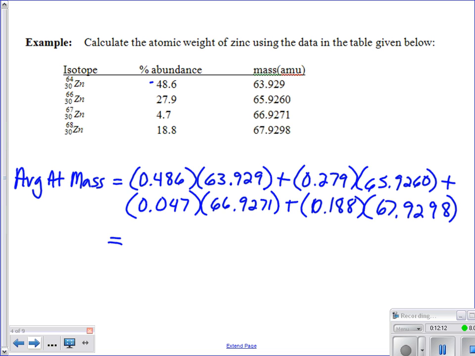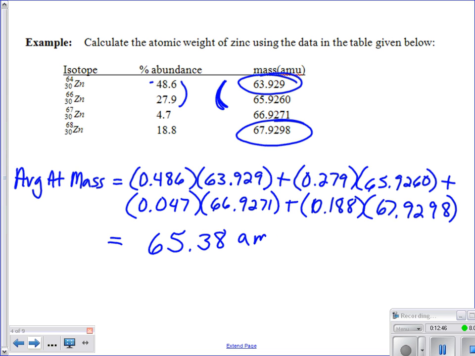Magically plug that into your calculator, and if you guys need to pause this, I'm going to keep going, but you would plug that in. Make sure you're plugging it in correctly using your parentheses or whatever you need to be using, but double check yourself. Pause this if you need to and give yourself time to see what the right answer is. But you would expect it to be somewhere between this number and this number, maybe weighted a little bit more heavily up here due to those percent abundances that you see. And the answer that I come up with is 65.38 AMU.